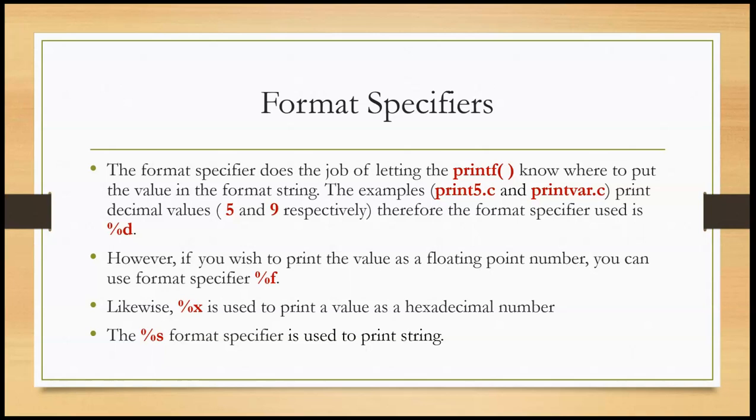Now let's discuss a little more about format specifiers. The format specifier does the job of letting the printf function know where to put the value in the format string. The examples print5.c and printvar.c print decimal values 5 and 9 respectively. Therefore, the format specifier used is %d.